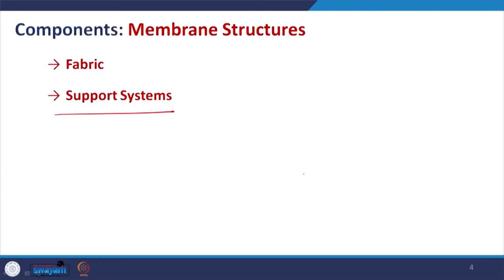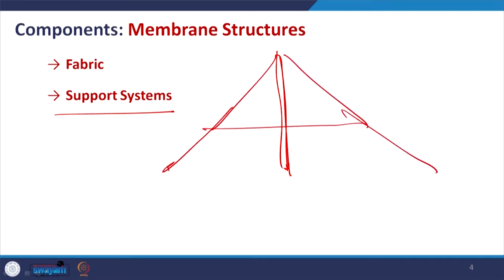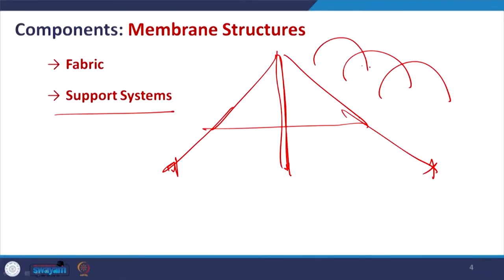Now, coming to the support system, there are different kinds of support systems. It may be just a mast support, where with a single mast we anchor this particular membrane to the ground. This can be one option. It may not be a single mast, it may be an arch form. We create multiple arches to create a tunnel, and then we cover it with the membrane. So this is one form where we can use the arch, or sometimes instead of a single arch, we can also go for the space frame.